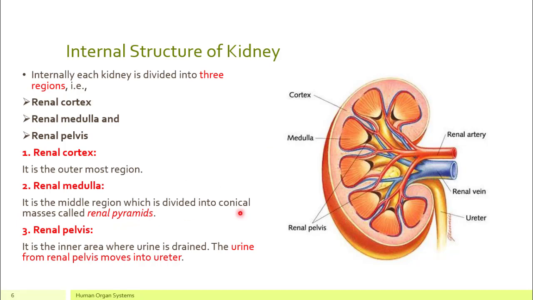Alright, then number 3 is renal pelvis. It is the inner area where urine is drained, which is its main function. Right here, this portion is renal pelvis. The urine from renal pelvis then moves into the ureter tube. Right here is the ureter tube.